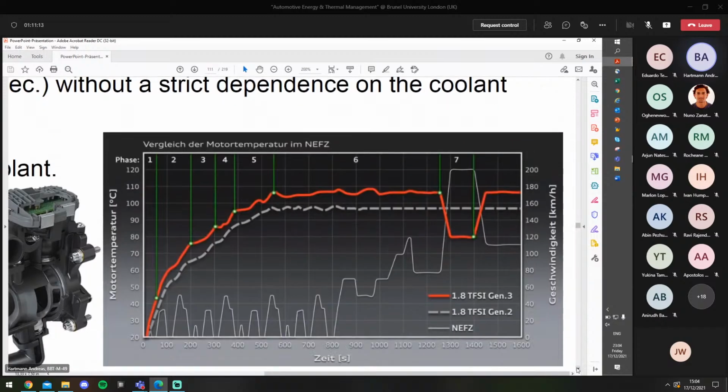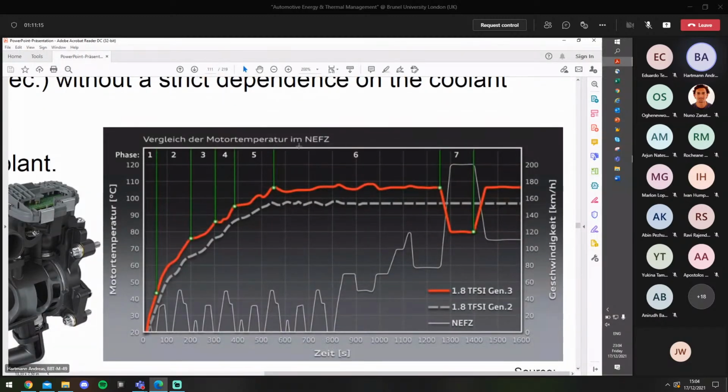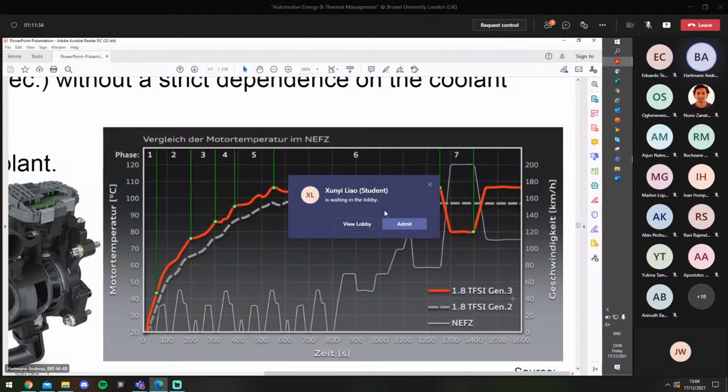And the result can be seen here. You can see the NEDC driving cycle, which was already introduced, and then you can see the comparison between an engine, an Audi 1.8 TFSI gasoline engine of generation 3, with the predecessor generation 2.